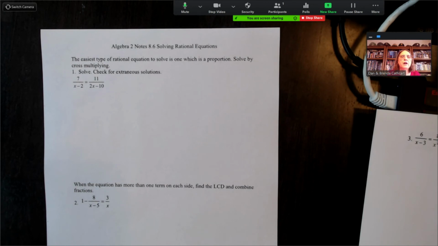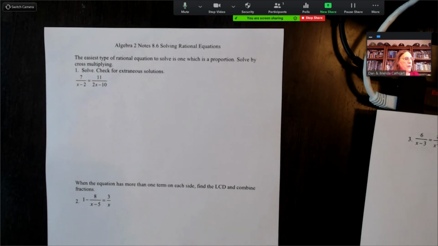Today we're going to look at an Algebra 2 class on solving rational equations. The easiest type of rational equation to solve is one which is a proportion. We solve it by finding cross products or cross multiplying. So let's take a look at an example for that.